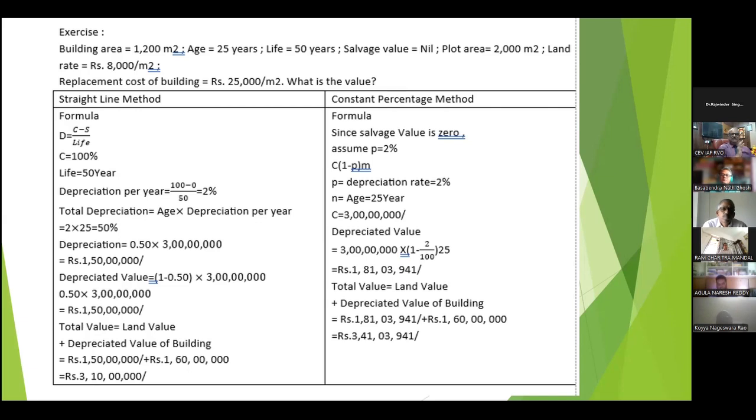If he is asking depreciated value or anything else. Yes sir.